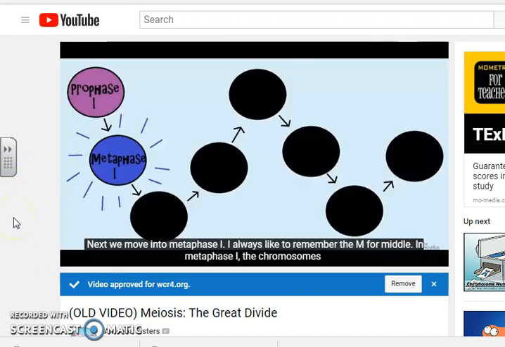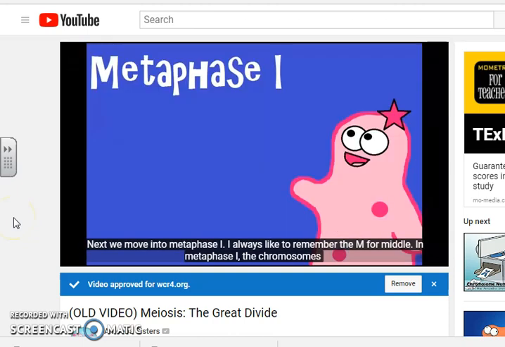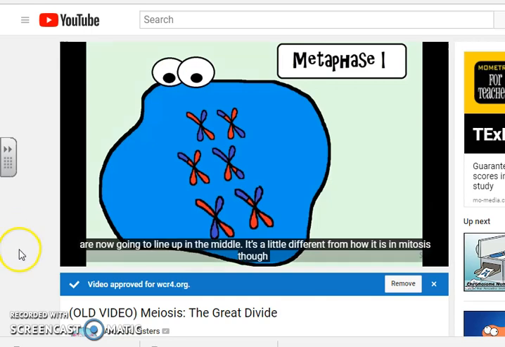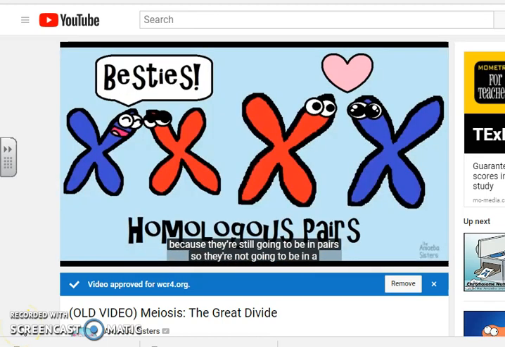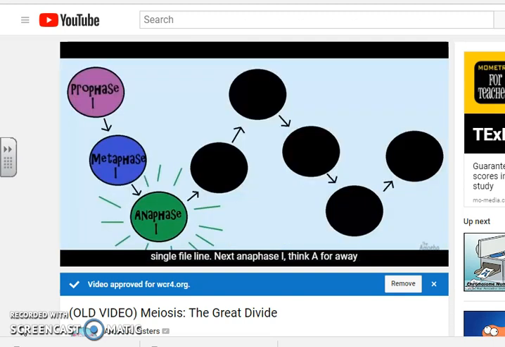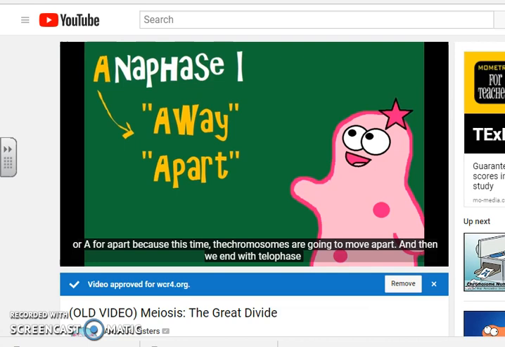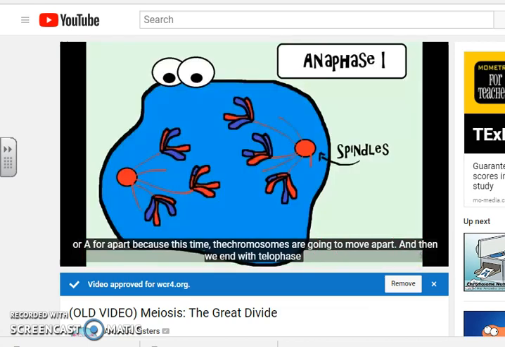Next, we move into metaphase 1. I always like to remember the M for middle. In metaphase 1, the chromosomes are now going to line up in the middle. It's a little different than how it is in mitosis, though, because they're still in pairs. They're homologous pairs, so they're not going to be in a single file line. Next, anaphase 1, think A for away or for apart, because this time the chromosomes are going to move apart.